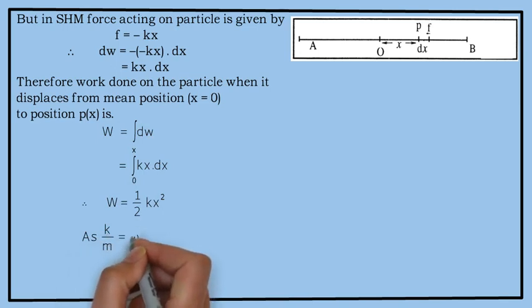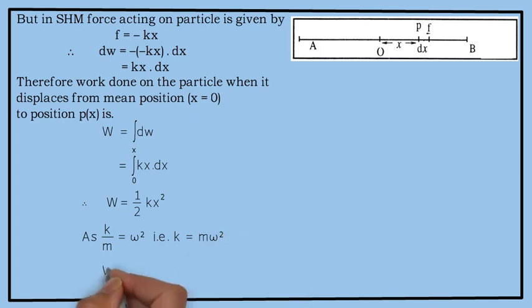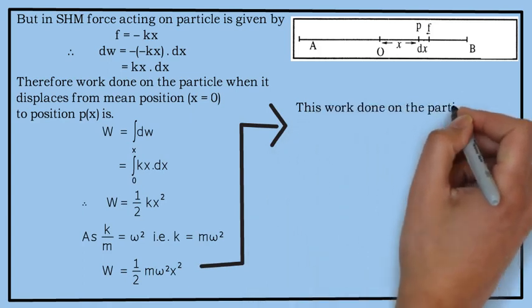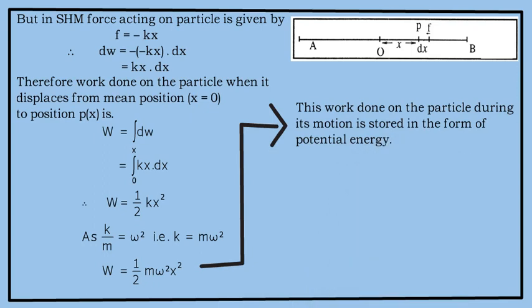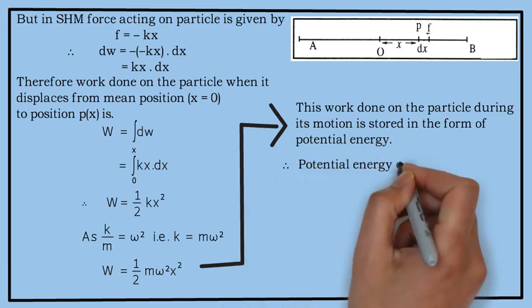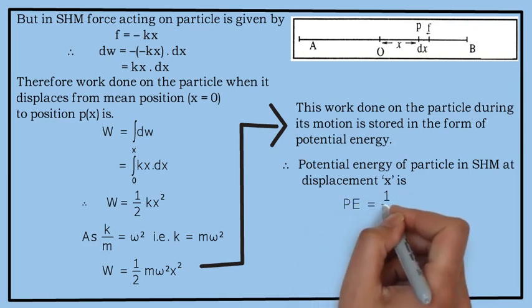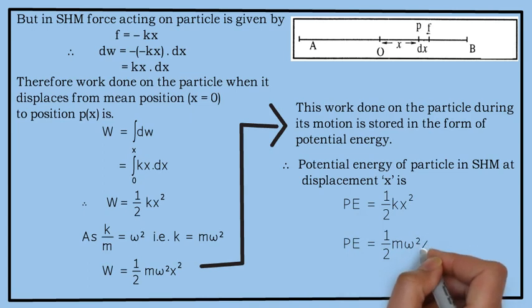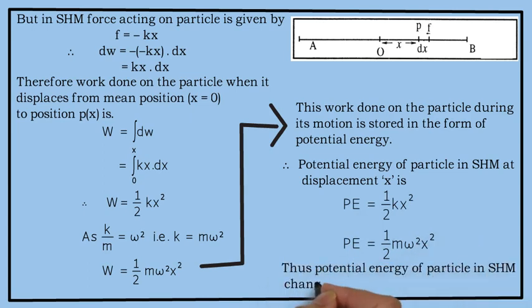Now k by m is equal to omega square, so k is equal to m omega square. So work done is equal to half m omega square x square. This work done on a particle during the motion is stored in the form of potential energy. Potential energy of a particle in SHM at displacement x is given by half kx square. So PE is equal to half m omega square x square. Thus potential energy of a particle in SHM changes with x.